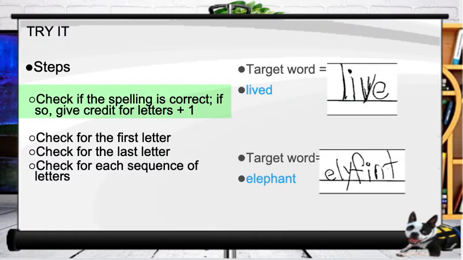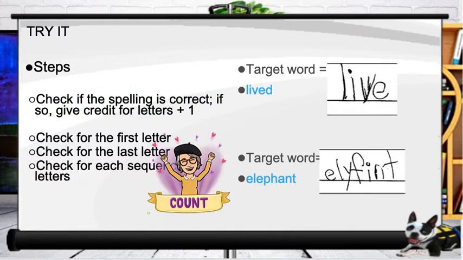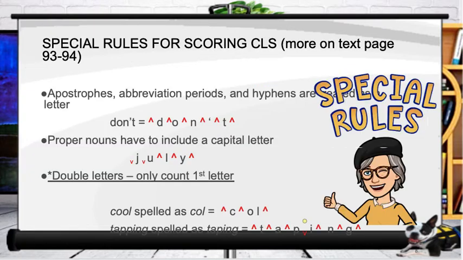So we start by checking to see if the spelling is correct. If it is correct, we give credit for the number of letters plus 1. If it's not, we start with the first letter, then we check the last letter, and then we check for the sequence of the letters. There are a few special rules, and you can see these on your text, pages 93 and 94, but apostrophes, abbreviation periods, and hyphens are treated as a letter.